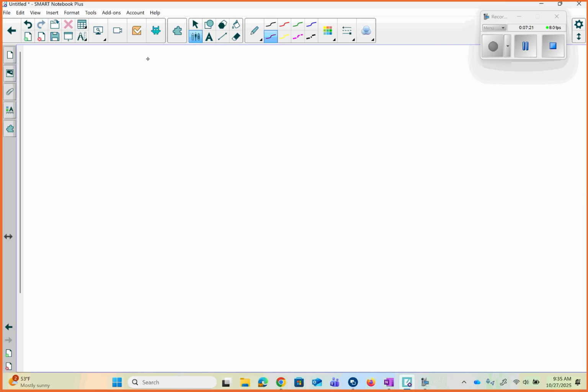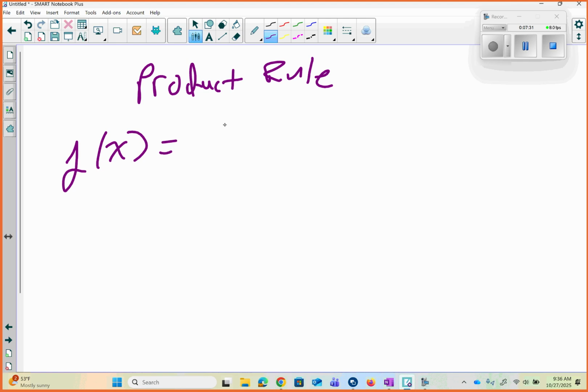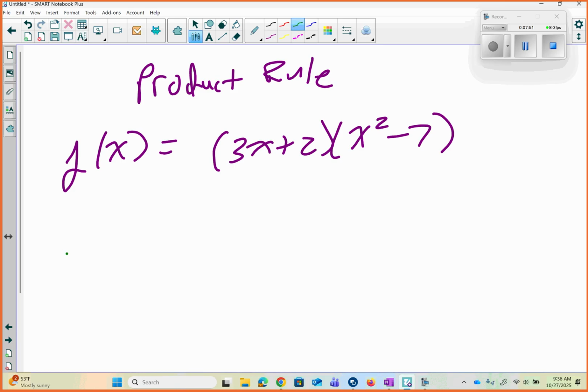Okay. Then there's something called the product rule. The product rule takes place when you have a problem that might be like this. So if you have two terms together, now you could FOIL this together and take the derivative as just like the addition rule. Or you could realize there's two parts to this.